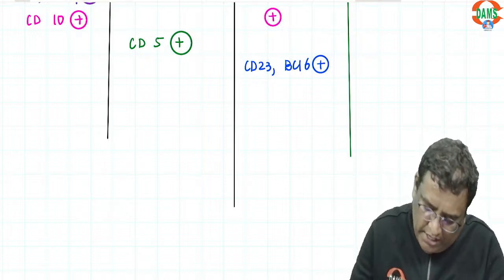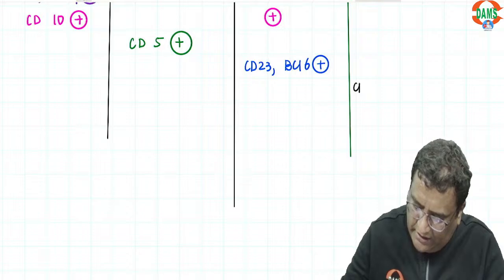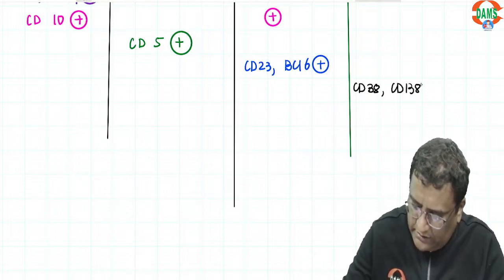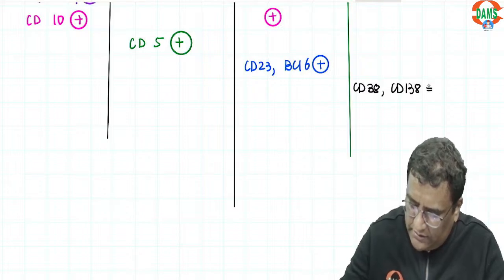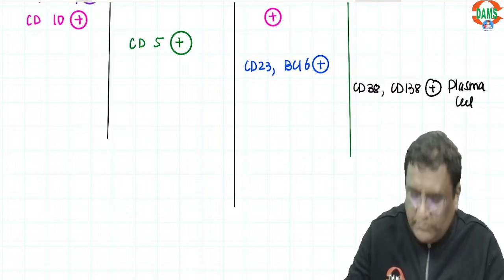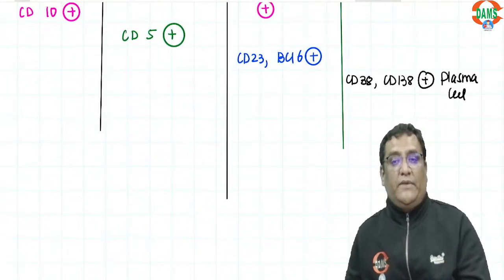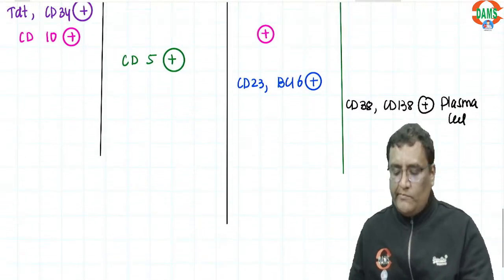Next, one more last marker I want to give: CD38 and CD138. These are positive in plasma cells. Plasma cells don't express any markers of a B cell, but they express CD38 and CD138.